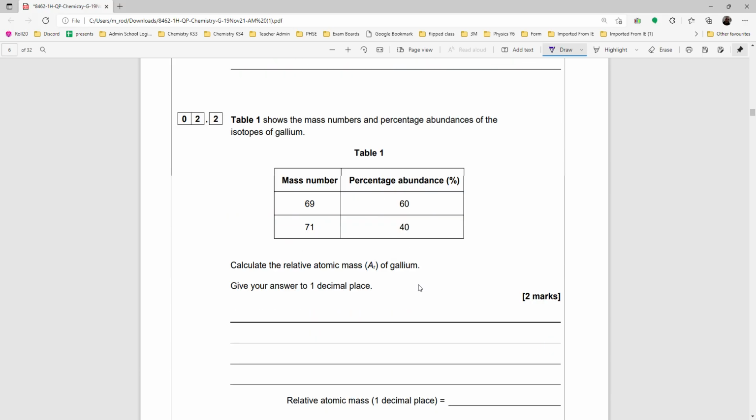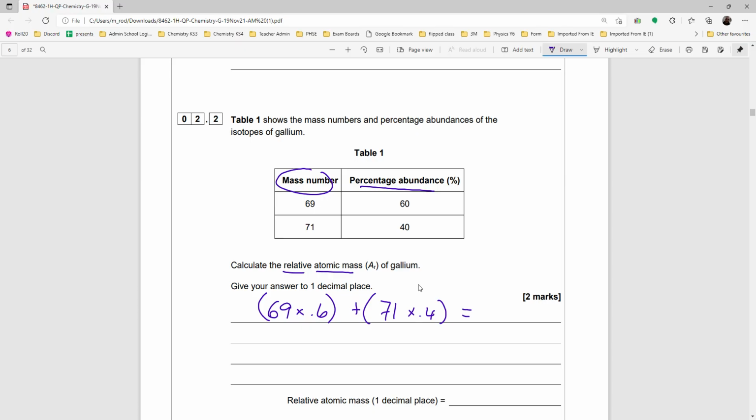Moving on to the next one. They want to know how to calculate the relative atomic mass of gallium. Well, they've given you the mass number and the percentage abundance, which makes it relatively straightforward in that you take the mass and multiply it by the percentage abundance, but we have to turn that into a decimal. So we're going to do 69 times 0.6, and then we're going to add it to all the other ones. So the mass number for the second isotope is 71, and the percentage abundance for that isotope is 40, so it's going to be times 0.4.